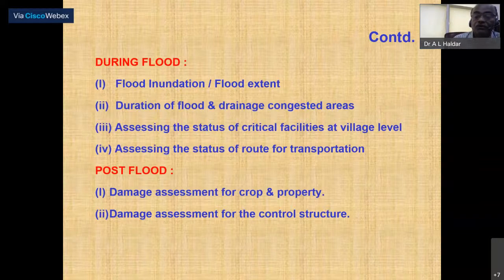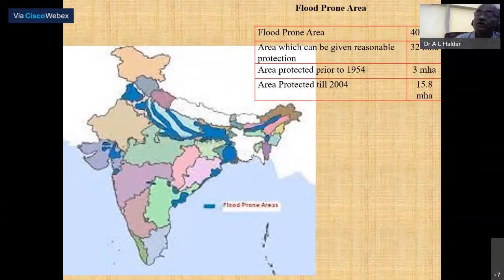And you have to assess the route of transportation. You have to assess the path of the damages. Assessment of structure. These are the things.